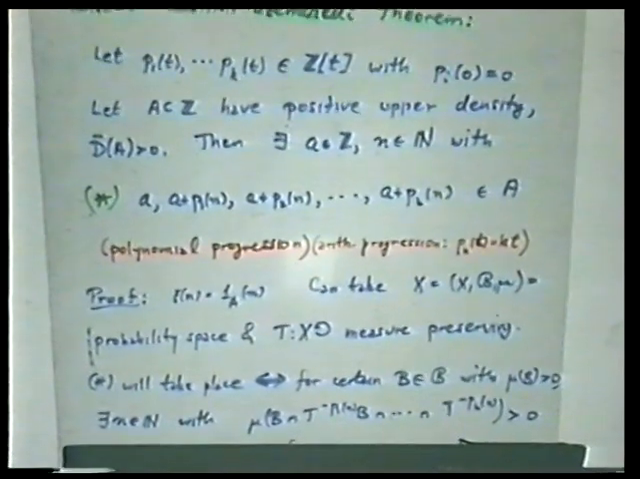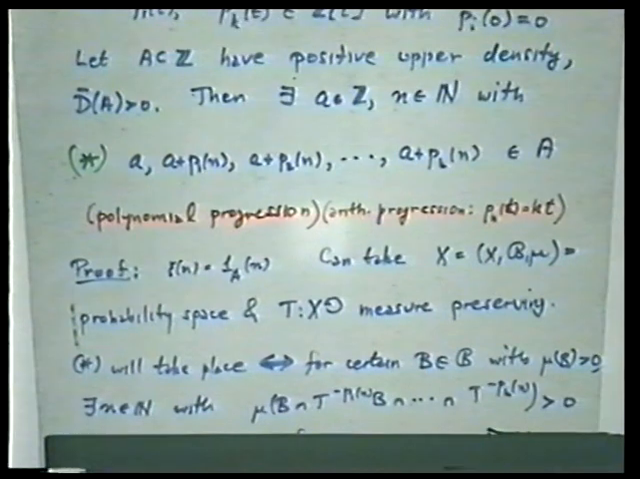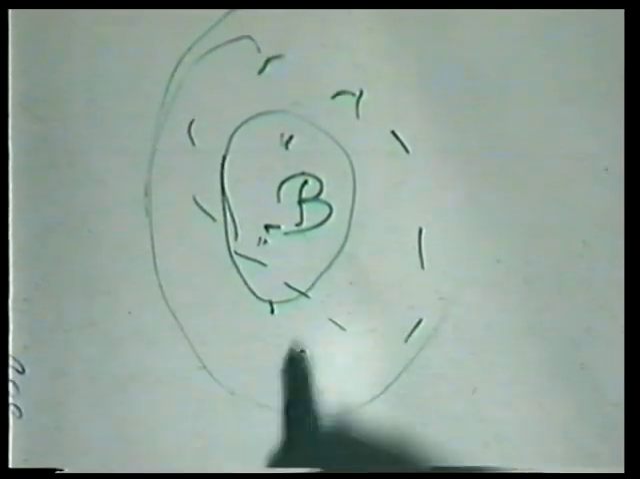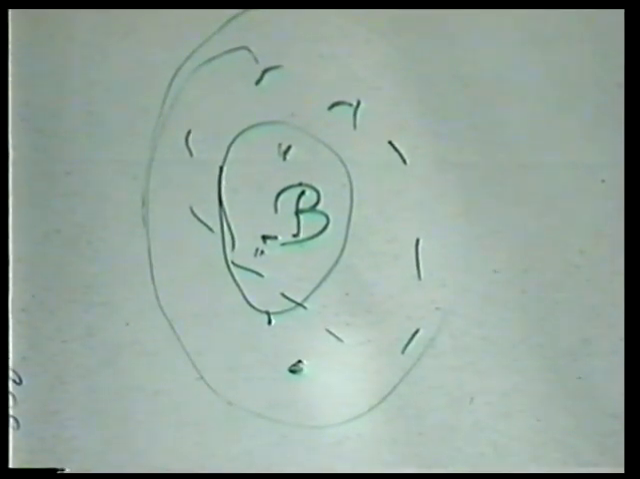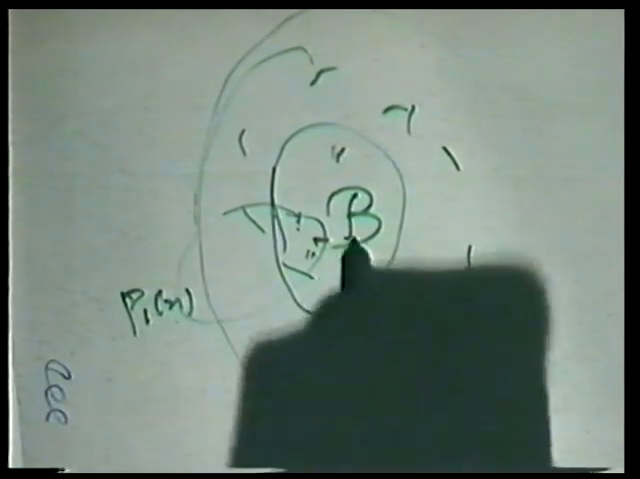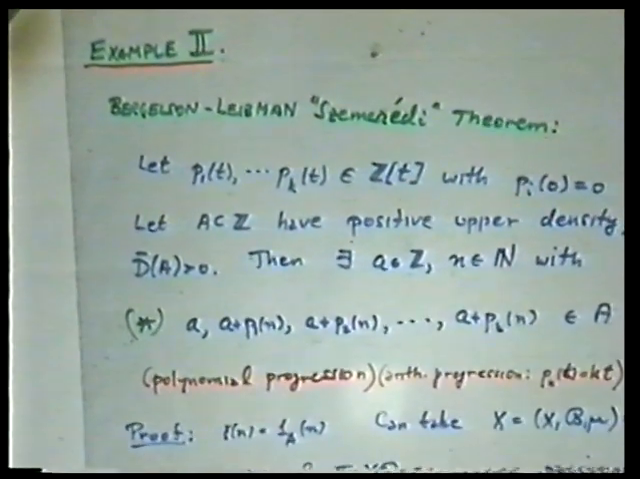And this type of configuration will occur in A if the set B returns to itself in a manner that corresponds to the type of progression that we're looking at. That is, that the return times go according to these polynomials, that some point comes back after p1(n) steps, and then comes back again after p2(n) steps, and so on. And if you can show that property for the set B, then you'll have this given property for the set A.